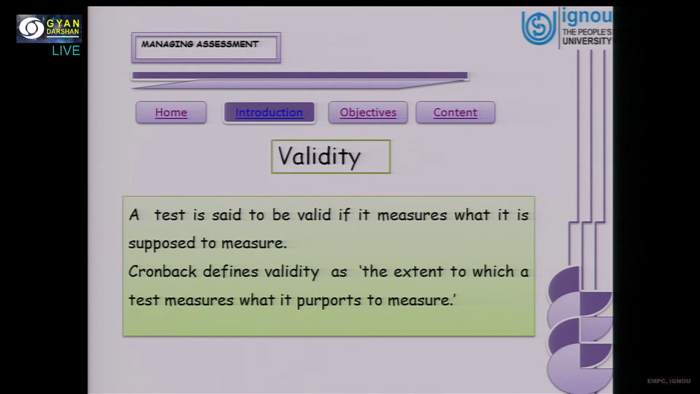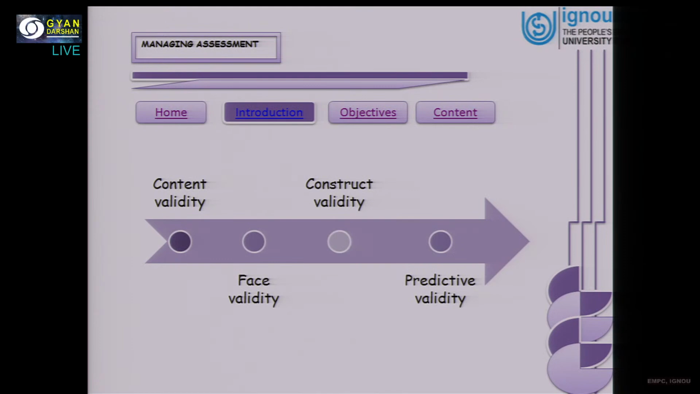And the next one, validity. What does validity mean? A test is said to be valid if it measures what it is supposed to measure. In the words of Cronbach, validity is the extent to which a test measures what it purports to measure. So that we can see the validity of the test. When we think of validity, we can see that there are four types of validity: content validity, face validity, construct validity, and predictive validity.